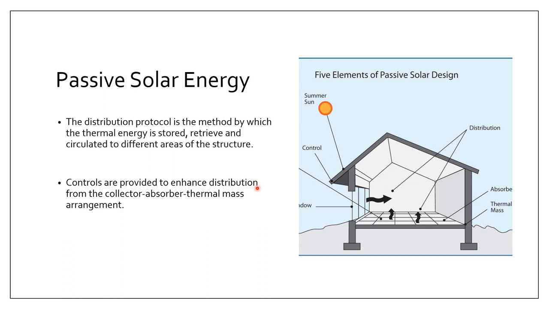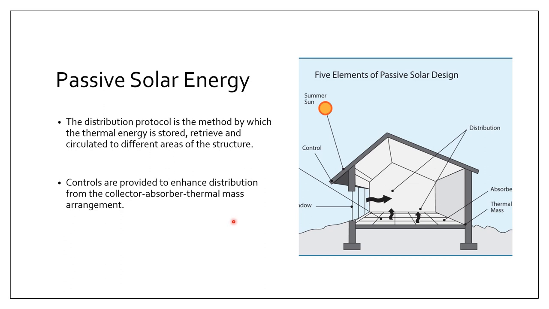Continue with passive solar energy. The distribution is just a method. Your heat energy is going to be stored, and then you're going to retrieve it and circulate it to different areas of your structure or your place that you want to use the solar energy for.